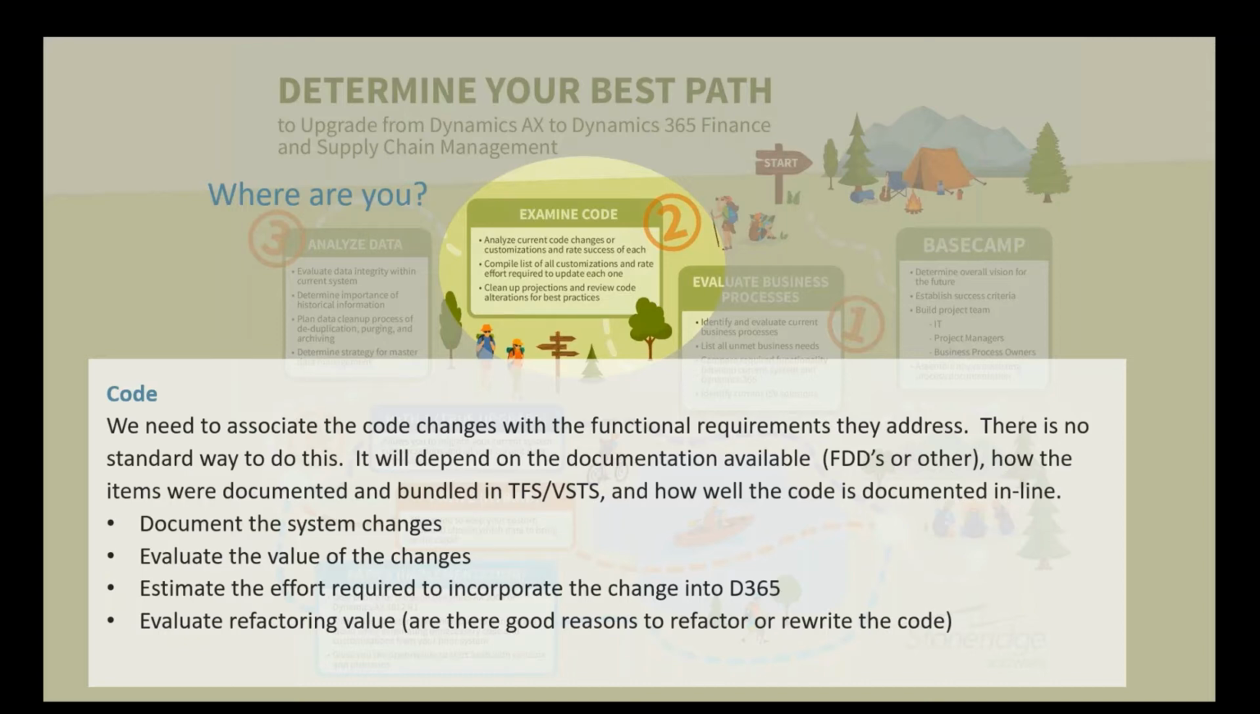So what we're trying to do here is really identify what those changes are from a code perspective. We're going to document the system changes that are there. We're going to look at those changes and see if they're associated, for example, with supporting a business process that we identified in step one, or if it was actually something that's potentially not required.